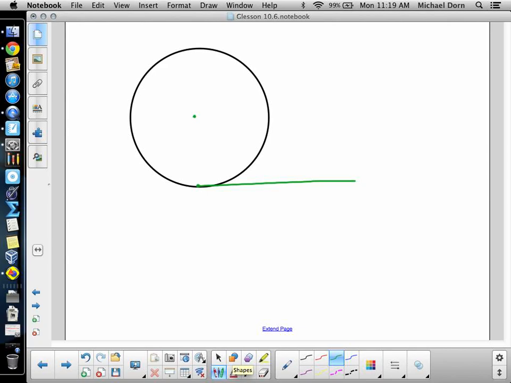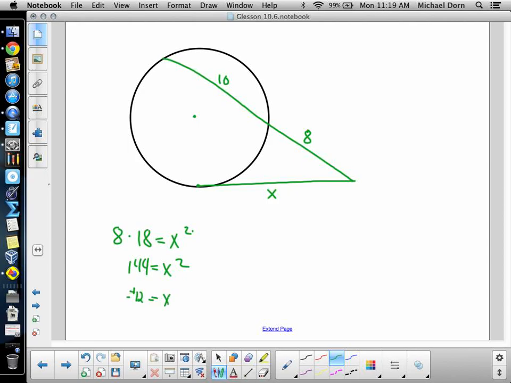This is a tangent and a secant. And we'll say this is x over here. This is 8, and we'll call this 10. Okay? 8 and 10. So what am I going to multiply? 8 times what? 18 equals what? x squared. So it's 80 plus 64 is 144 is x squared. How do we solve that? Square root of both sides, so x equals plus or minus 12. But again, the minus doesn't make any sense to me, so x is 12.